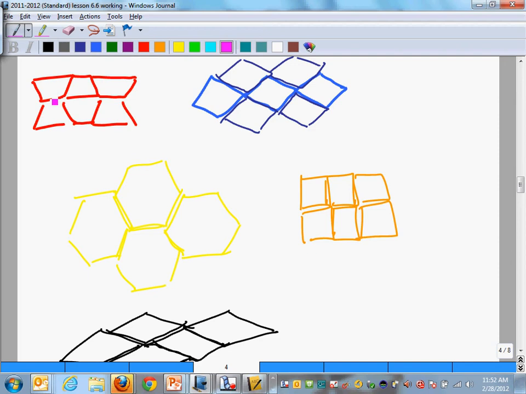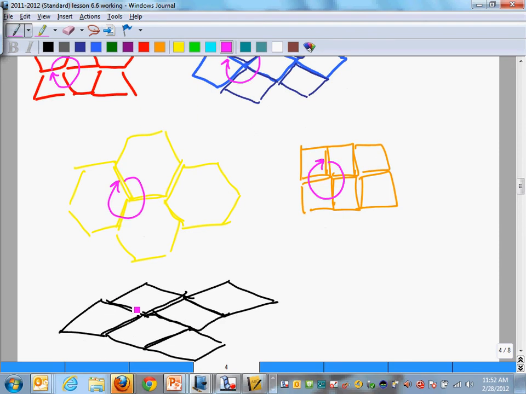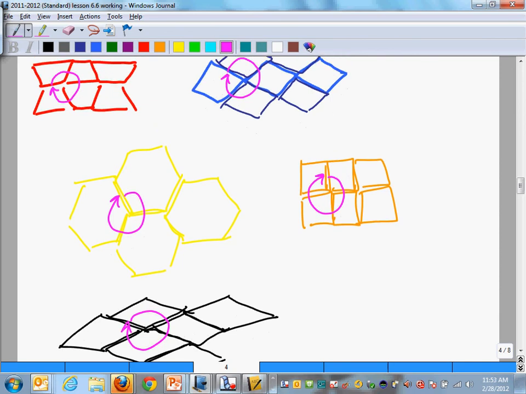For the trapezoids, one joint would be right there. For the blues, a joint would be there. For the yellows, their joint would be there. For the orange, the joint would be there. For the white, the joint would be there. I didn't take the time to do all of them. Okay, so circle one joint on your paper, please.